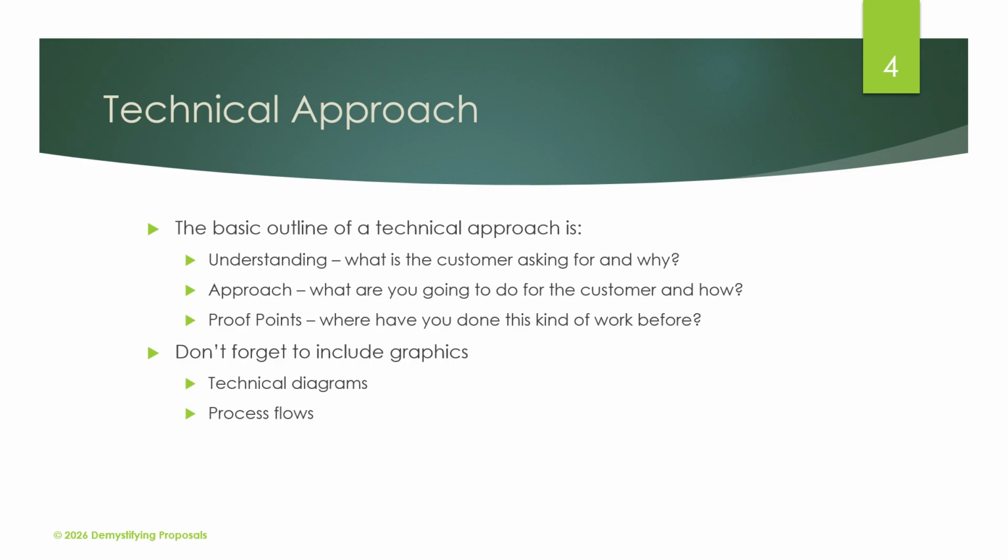In the understanding section, you'll talk about what the customer is asking for and why. What do we know about this particular procurement? Why are they doing it? What are they trying to solve? All of those kinds of things go into understanding. Approach is what are you going to do for the customer and how? And this is primarily where the changes based on contract type will take place.